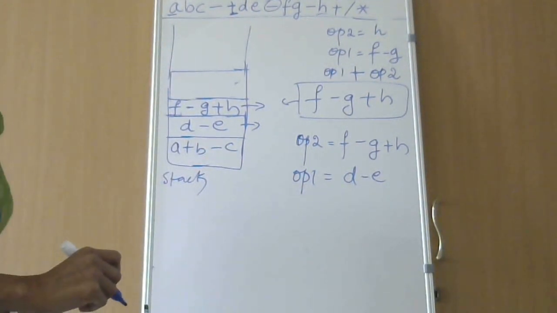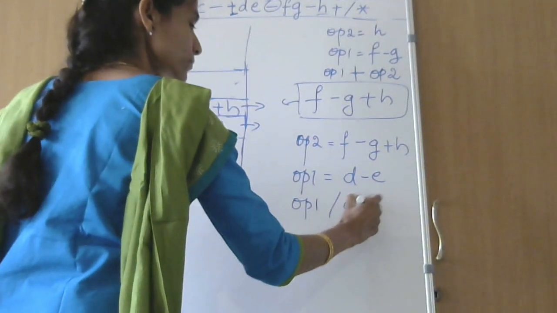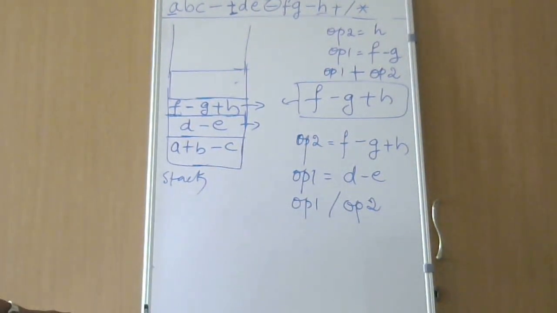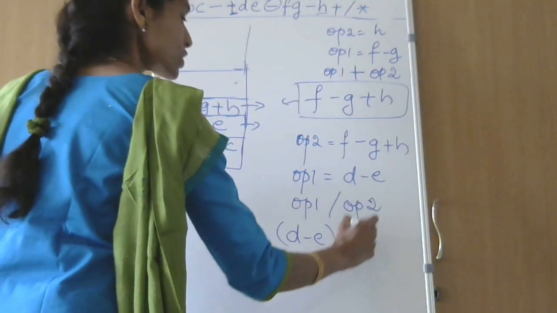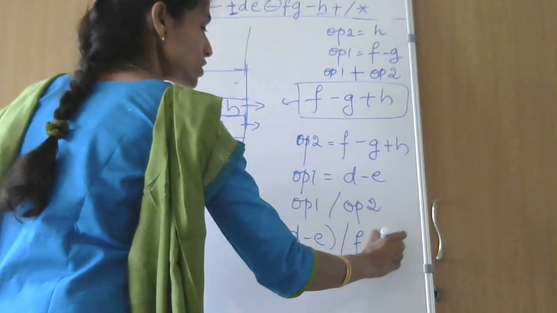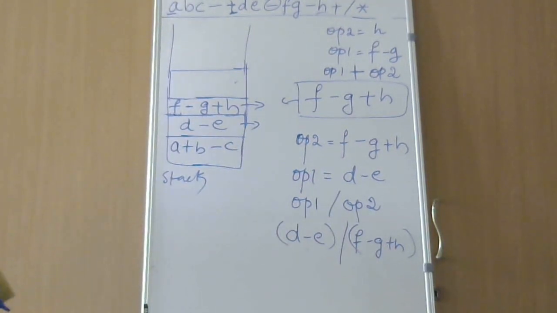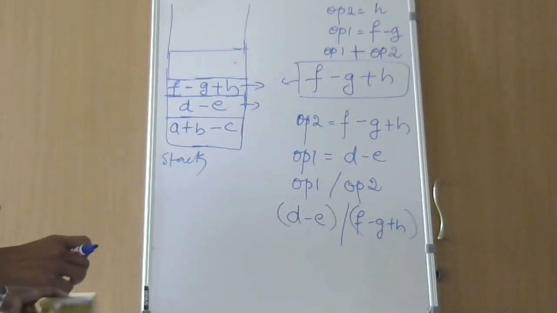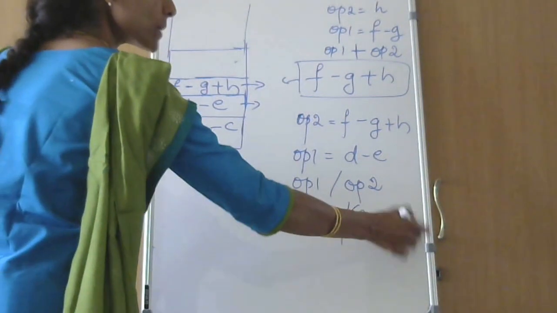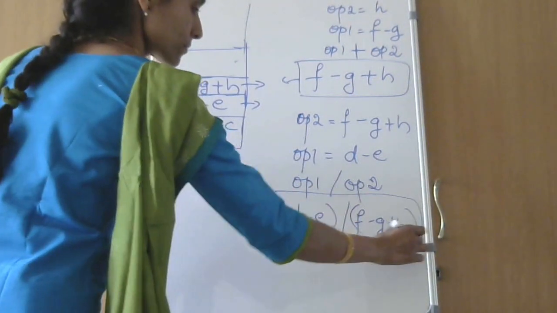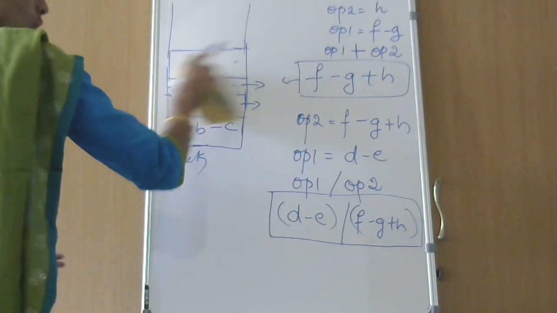What is the operation that we have to do? Slash. Slash is our operation. So we have to do OP1 slash OP2. Right? So what is OP1? D minus E slash F minus G plus H. So we get it as D minus E slash F minus G plus H. Now this is the result. I have to push this onto the stack. These two we have already popped out, so they are not there in the stack anymore.